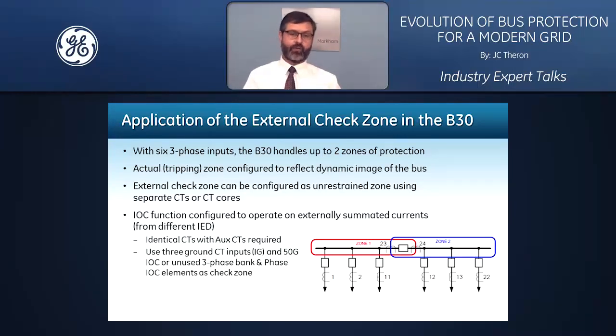Now, an external check zone can be configured as an unrestrained zone using separate CTs and CT cores. In other words, we can use the instantaneous overcurrent function to operate on externally summated currents. However, it would be important to note, to do this, the CTs would have to be identical or auxiliary CTs would be required. So to do this, we can use 3 ground CT inputs as IG and 50G, or we can use the instantaneous overcurrent of unused 3-phase bank and CT instantaneous overcurrent elements as the check zone.